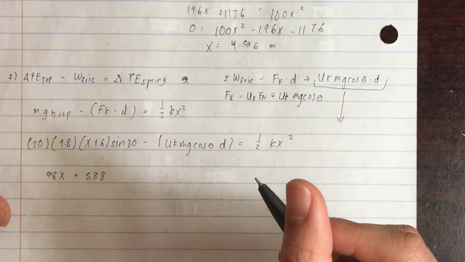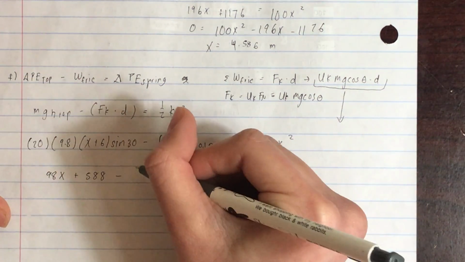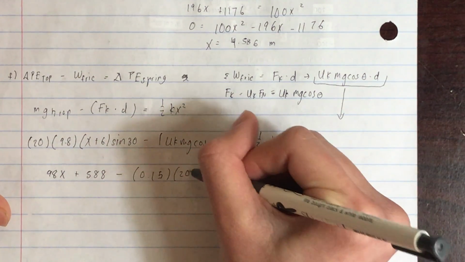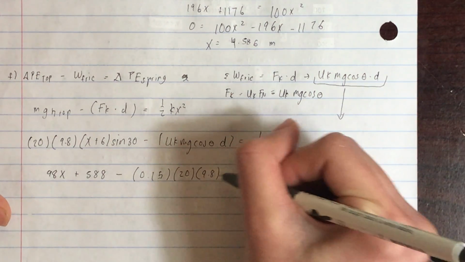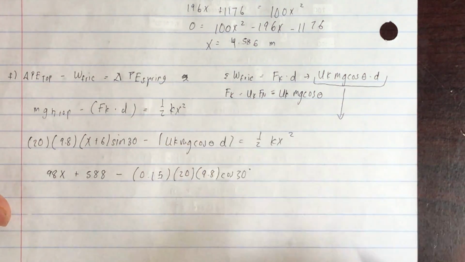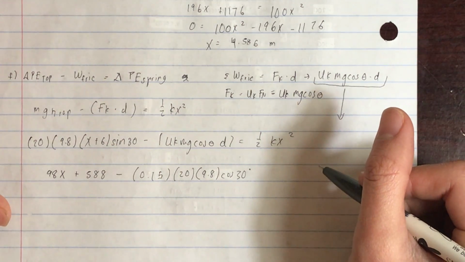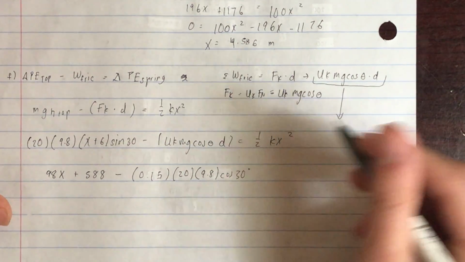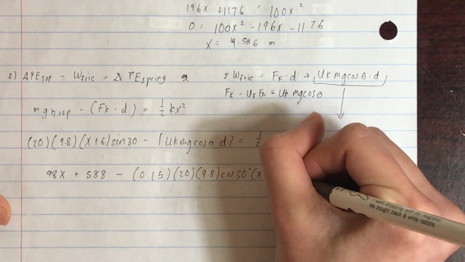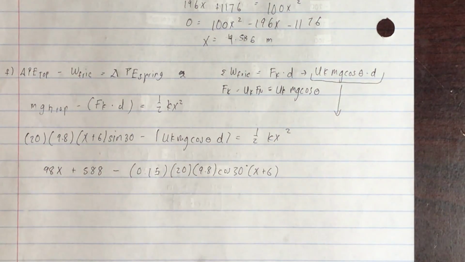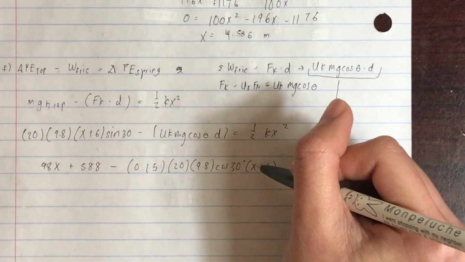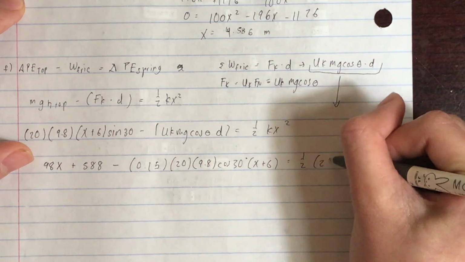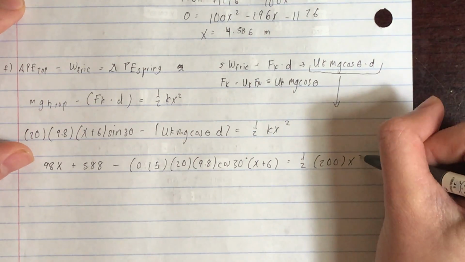And then that will be subtract mu k, which we know is given as 0.15. Mass is 20 kilograms. Gravity is 9.8. Cosine of 30 degrees, and the distance is x plus 6, because that is the distance that the block will have moved. X is the unknown that we're looking for, plus the 6 that we know it moves, is equal to 1/2. K is 200, and x is x squared.